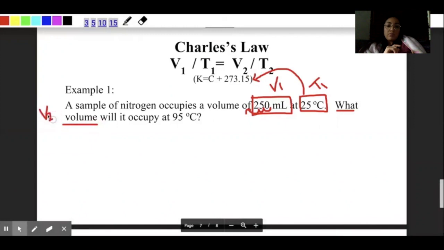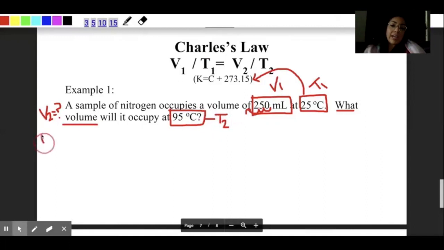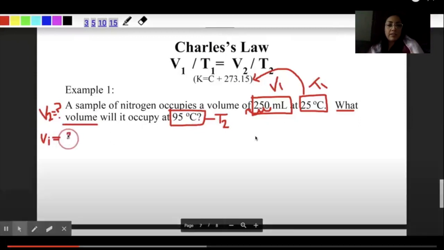What volume? So context clues, what volume is asking a question, so I don't know what that is. Will it occupy at 95 degrees Celsius? So this is another temperature, and temperatures need to be in Kelvin, so we're going to go ahead and do all these conversions when we get down to our notes that we take for plugging in.